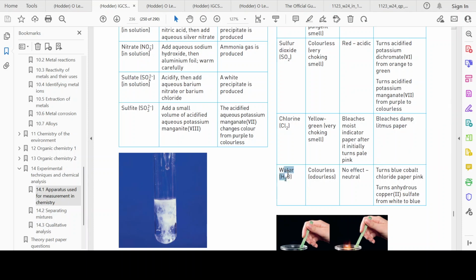And finally, you've got water, colorless and odorless. It's not going to affect moist litmus paper or moist indicator paper. And remember the hydrous and anhydrous thing we learned, right? It turns blue cobalt chloride paper pink because the cobalt chloride paper is anhydrous. While it's anhydrous, it's blue; when there's water of hydration or water of crystallization, it turns pink. Or you could use anhydrous copper(II) sulfate, which is white, and when you add water, it will turn blue.